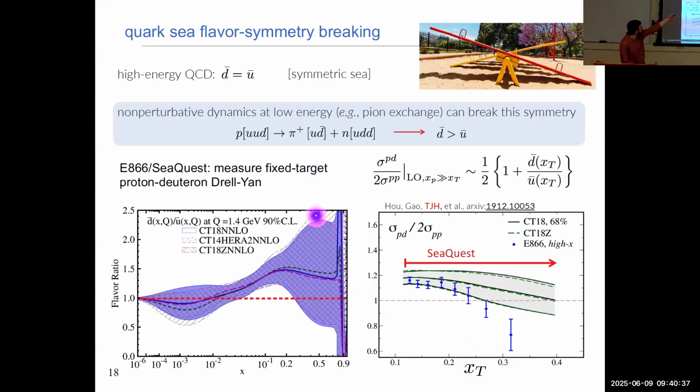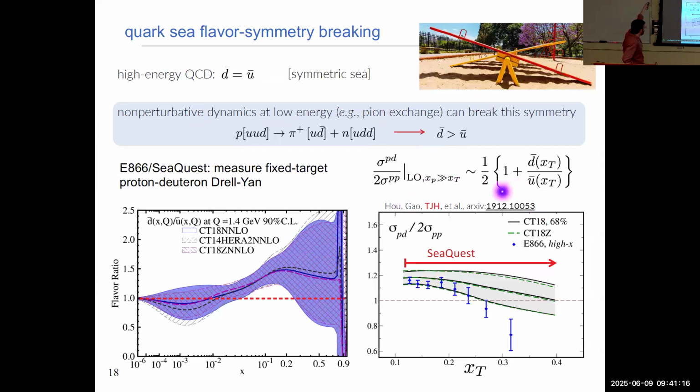There's also the question of the flavor symmetry breaking that I mentioned a moment ago. You might naively expect at very high energies that in the sea of the proton, D bar and U bar are basically exactly identical or symmetric. But at much lower energies, there can be dynamical processes in the proton that are responsible for breaking that symmetry, such that there can be a flavor asymmetric sea, and that actually is a significant motivation for some of the fixed target Drell-Yan measurements that I mentioned a little bit earlier at the very start of the talk, for instance, at E866 or SeaQuest. So you'd like to somehow try to parameterize that sort of thing.